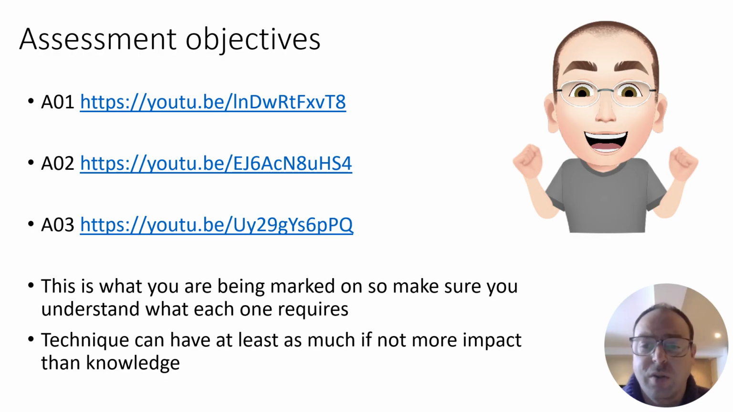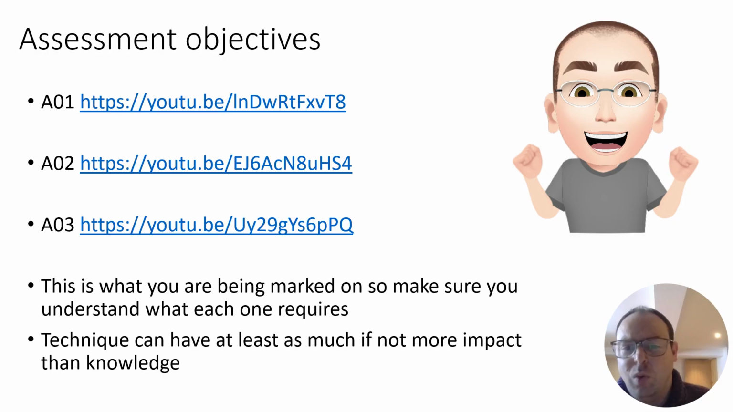AO2 is about comparative analysis, so this can be agreement and disagreement. In the ideology essay, it can be weighing up a point and a counterpoint. In a 30-mark essay, it's when you say this point is stronger than that point, and again, there are lots of triggers in your language that you should use in that.